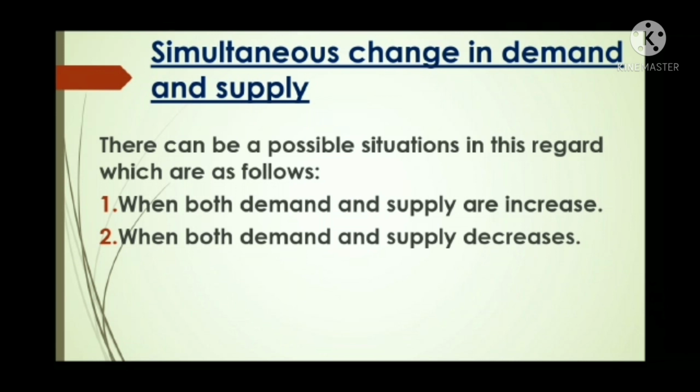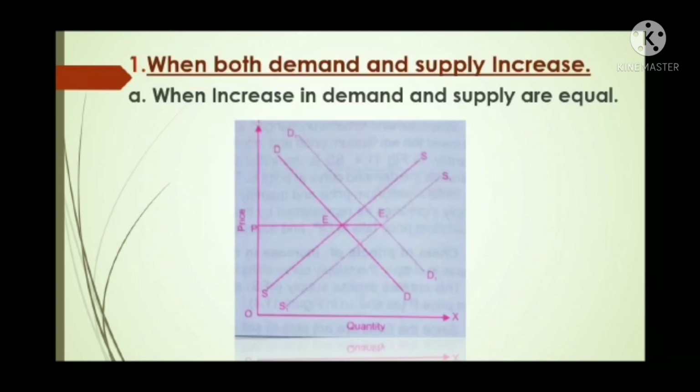When both demand and supply increase. Number A. When increase in demand and supply are equal. You see here in this diagram, DD and SS are the original demand and the supply curve respectively, whereas broken lines D1 and S1 represent the increase in demand and increase in supply respectively.